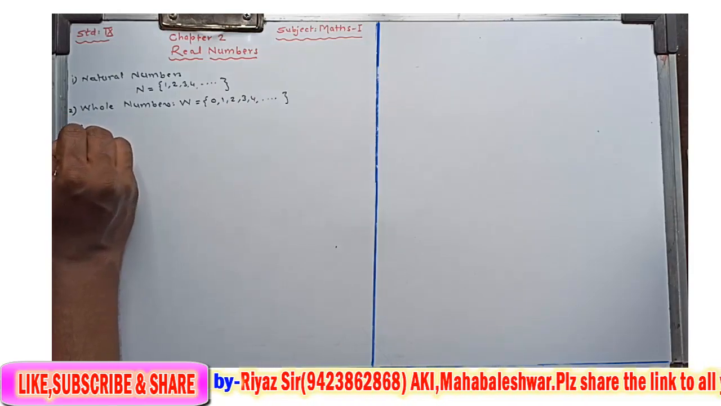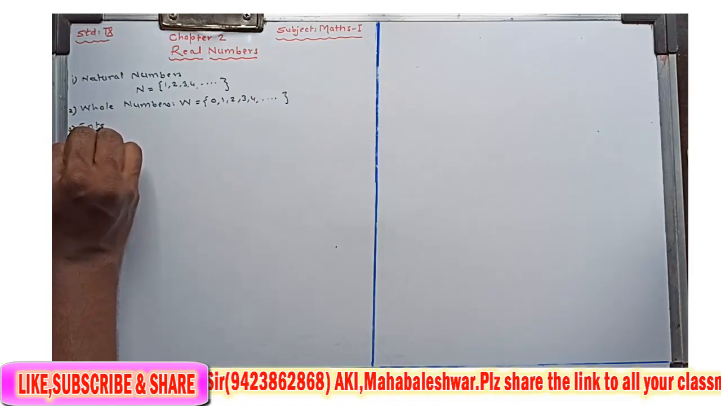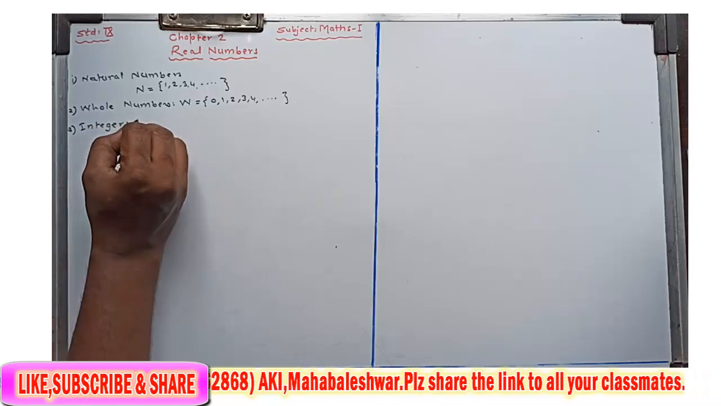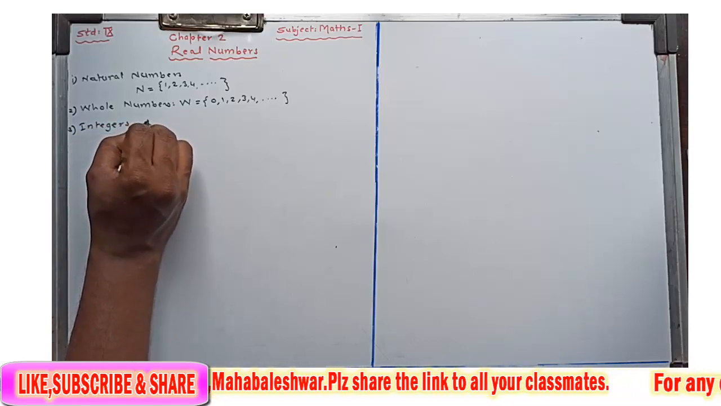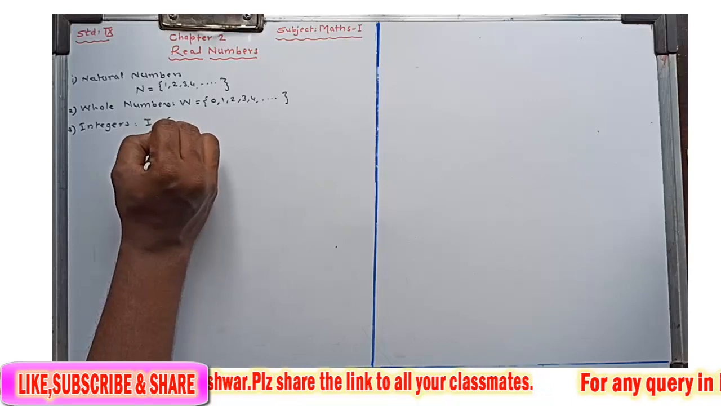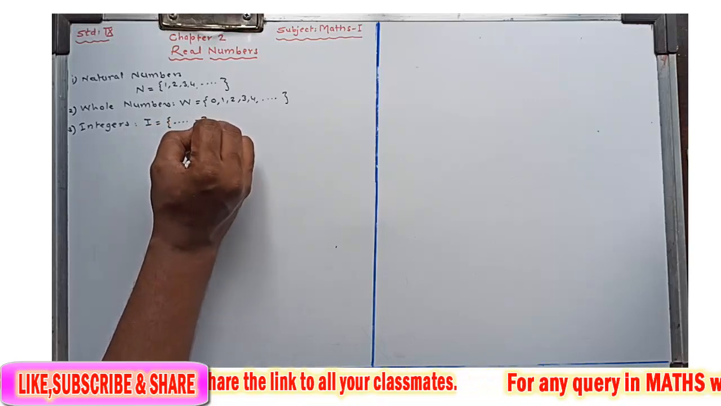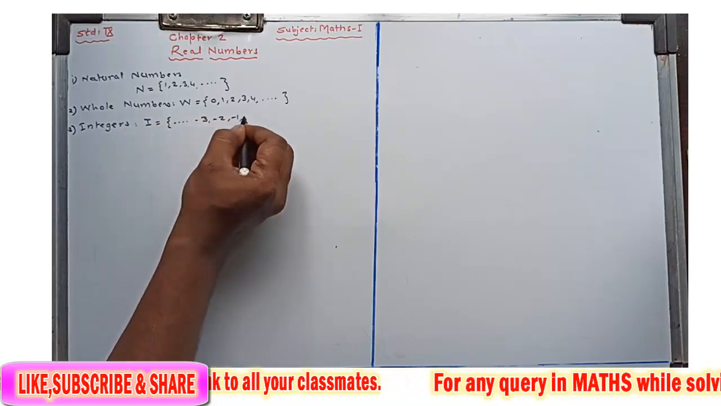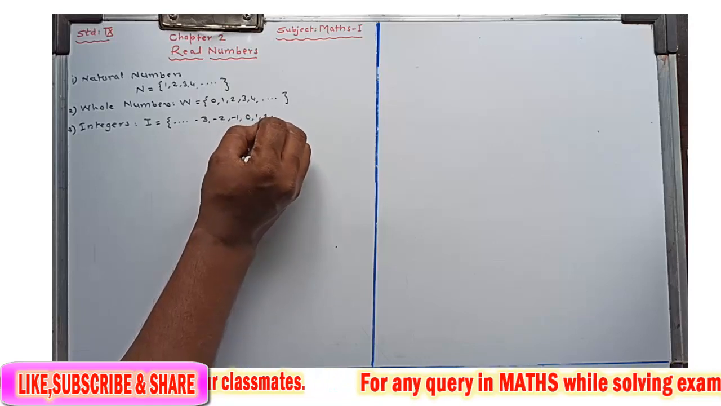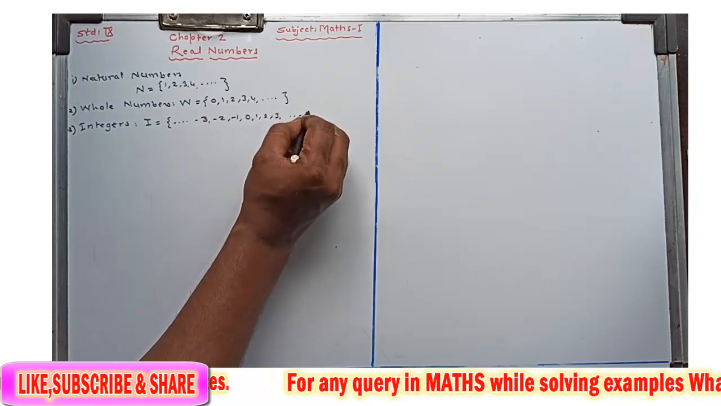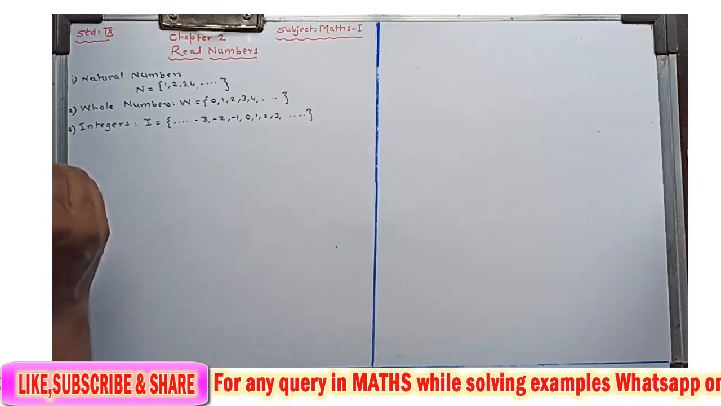After that we have studied the integers. The set of integers, denoted by capital I, contains the elements -3, -2, -1, then 0, 1, 2, 3 and so on. These are the integers.